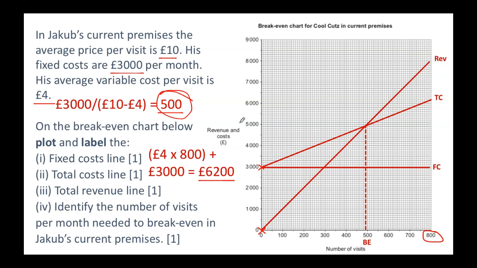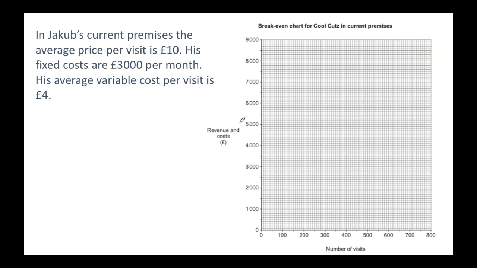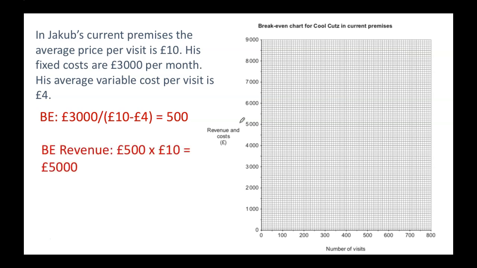It's an accurate way, but I'm just going to show you what I call a cheat method. It's a bit quicker, right? So first, step 1, I work out the break-even output like I did before. That's 500. Then I times the break-even output by the price. That's going to give me break-even revenue. That's 5,000. So I know now that it's going to break even there. All my lines, my revenue line and my total cost line, are going to go through that point.